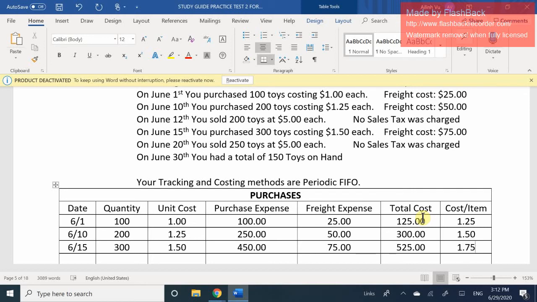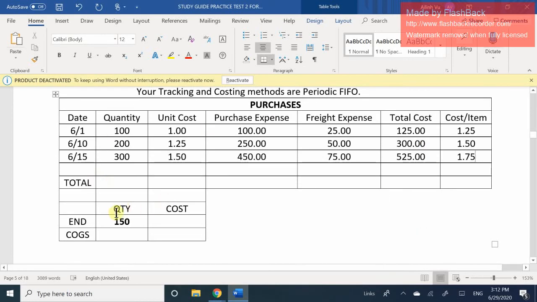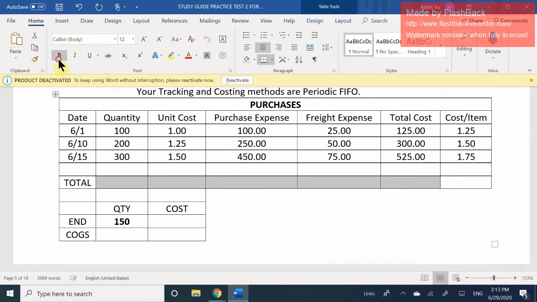On June 30th, you had a total of 150 on hand. Perfect. So here we go, 150 on hand. So what do we need to do first? The total quantity, you get 600. Total purchase expense, you get 800. Total freight, 150. And total cost is 950.